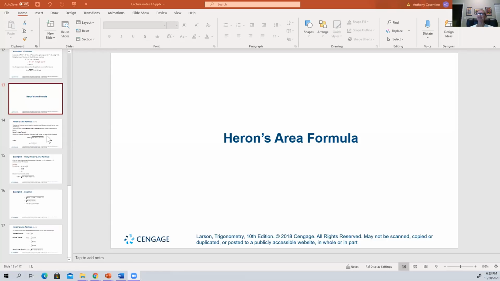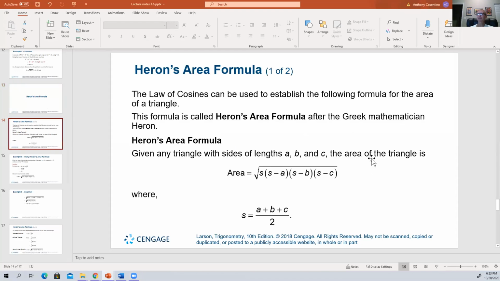And so the way Heron's formula works is that you're given this value S, which is defined as the length of all three sides divided by 2. And then you could see the area equals this S times S minus A times S minus B times S minus C. And you just take the square root and away you go. And so for this calculation, let's walk through one.